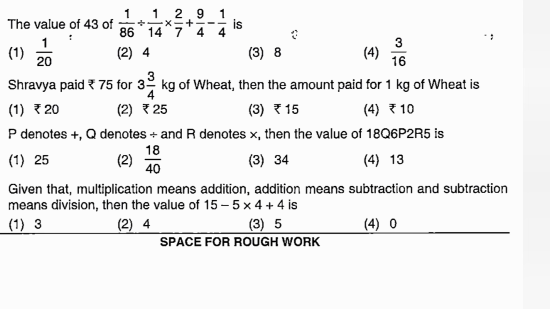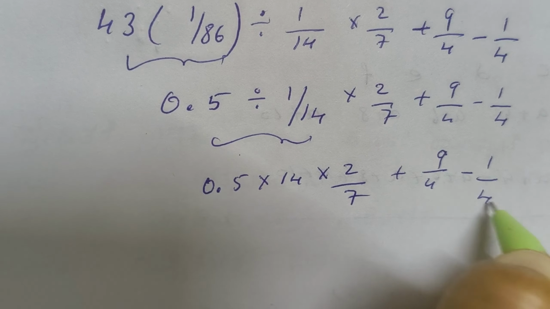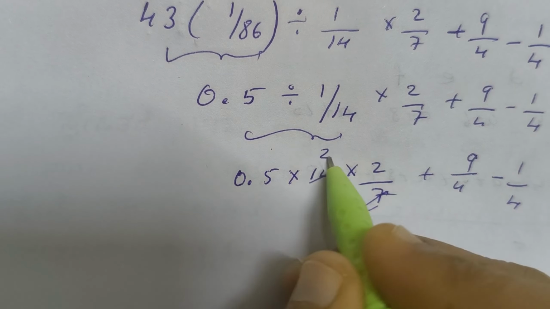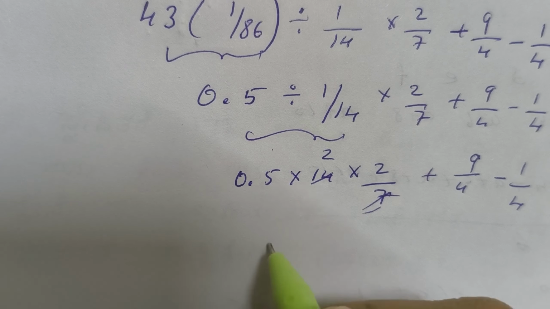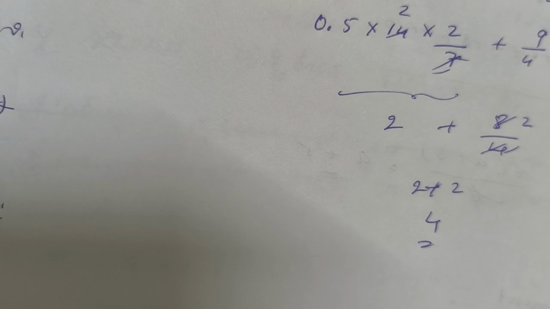Next one, the value of 43 of 1 by 86 divided by 1 by 14 into 2 by 7 plus 9 by 4 minus 1 by 4 is? So apply the BODMAS rule first. By applying the BODMAS rule, we will get the answer 4. The answer is 4.